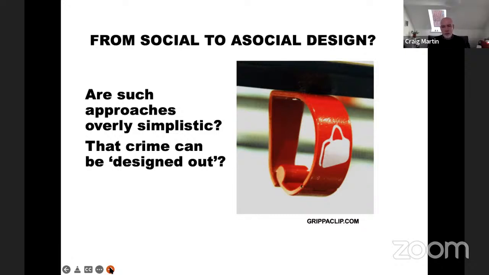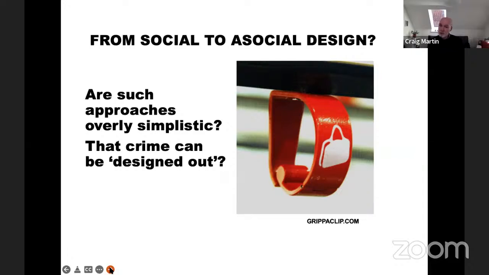But I'm sure you'll know these if you're in a bar or cafe. Rather than putting your bag down on the floor or on the back of a chair, these clips have been developed where you can put the strap, hook it into this clip, and so it means that if someone is trying to steal bags, it's much harder for them to pull them away.